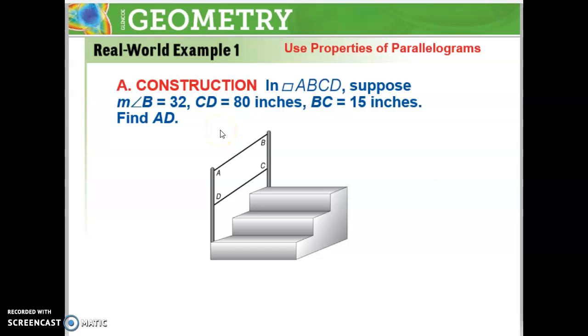All right, our first example with dealing with parallelograms. We've already talked about some of the characteristics of this already. So let's go ahead and get started here. So we're going to talk about angle.